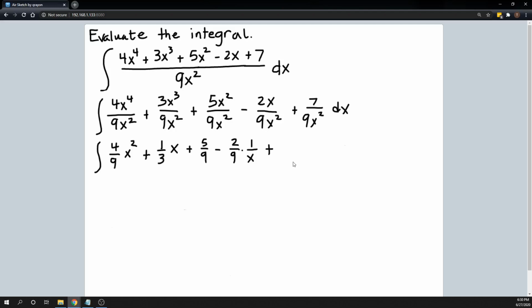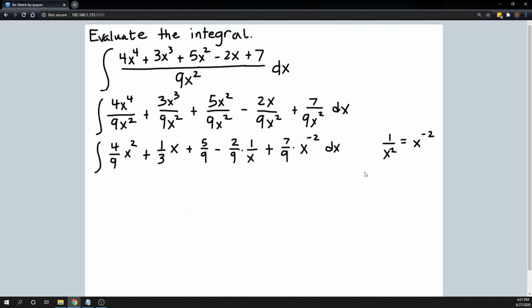All right, the next one is going to be 7/9 times 1 over x squared dx. All right, and on this one, 1 over x squared, I do want to write that as x to the minus 2. And so I would prefer for 1 over x squared to be written as x to the minus 2, okay? Because then I can use the power rule for indefinite integrals to take the indefinite integral. So that's what I'm going to do. I'm going to go back and rewrite this as x to the minus 2, like so.